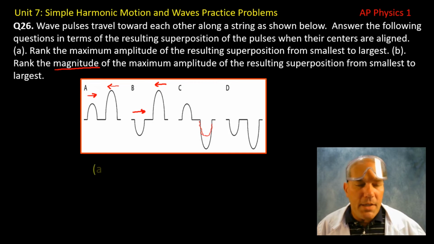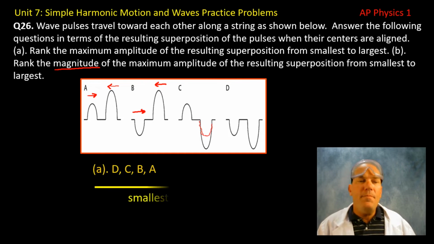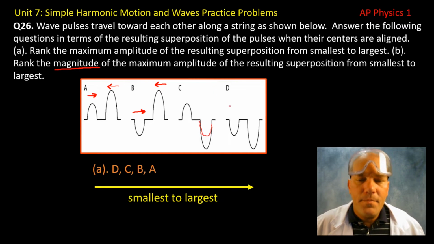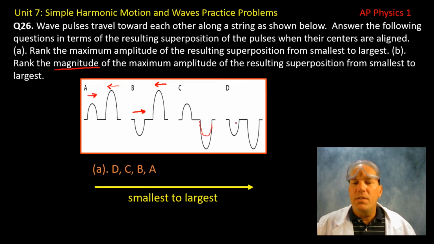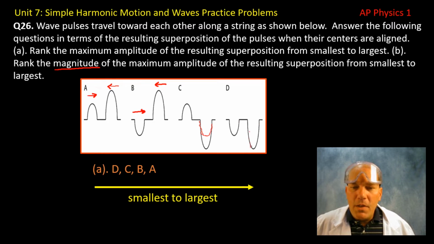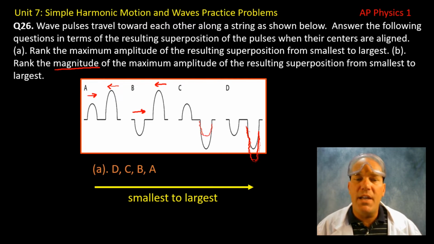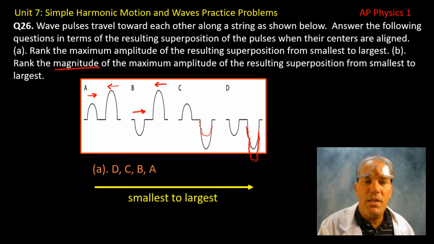So, ranking these guys here, for part A, rank maximum amplitude. So, D is the smallest. Again, we're not looking at magnitude, so notice this is negative. Okay, so this resulting wave is going to be something like this. It's going to be considerably, as far as the signage, it's going to be the most negative. So that's why we have that as the smallest.